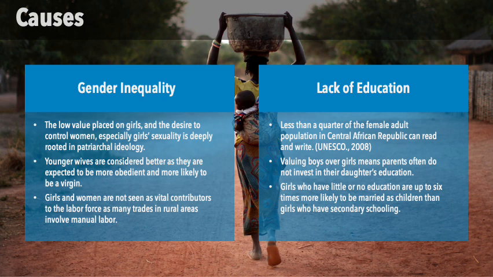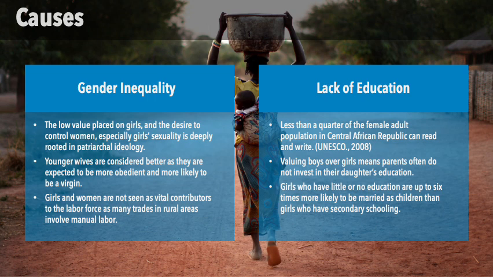There are 4 main drivers that contribute to child marriage in Central African Republic, the first of which is gender inequality. So just like most places around the world, there is gender inequality, and that does not change. In fact, it is exemplified in areas where there's more poverty and lack of resources for girls and women.